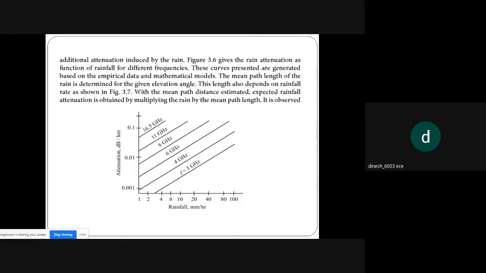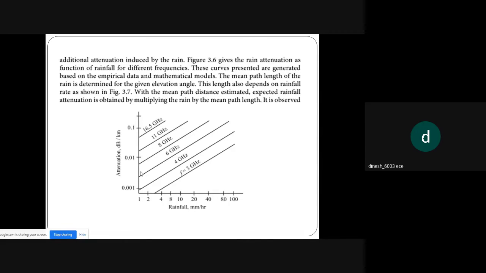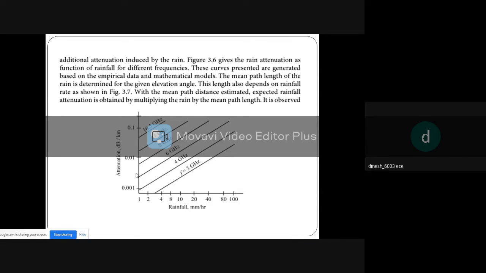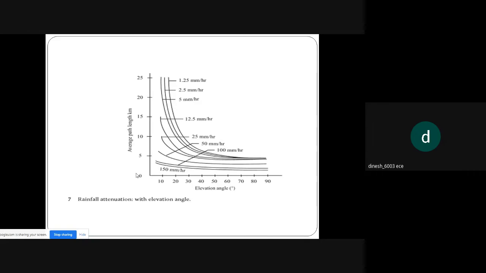You can see, I will show you this. 20 millimeter. There is attenuation at 3 gigahertz itself of approximately, you can see from here, 0.005, into the distance it is being traveled, into 36,000. So that much is your attenuation. So this is how to calculate. So I have another rainfall attenuation with respect to elevation angle.